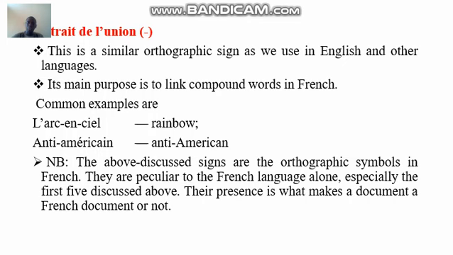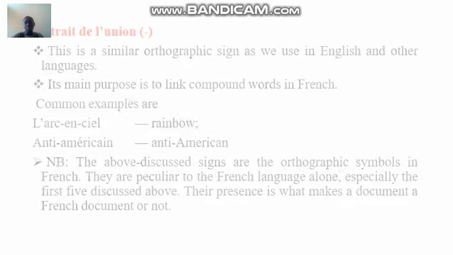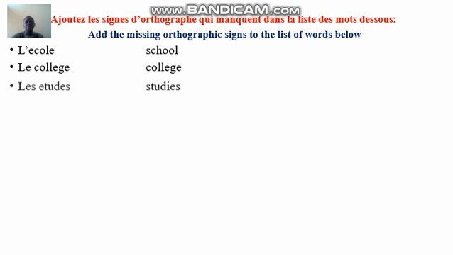Now I have an exercise for you before I stop this video. I want you to look at this list of words. The question is: ajouter les signes d'orthographe qui manquent. That is, add the missing orthographic signs in the list of words. The very first one is l'école. You put the sign that is missing from the E. You have le collège, something is missing there, put it there. You have les études, put it there.